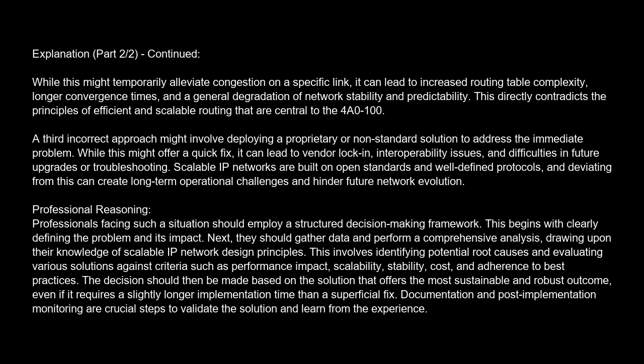Next, they should gather data and perform a comprehensive analysis, drawing upon their knowledge of scalable IP network design principles. This involves identifying potential root causes and evaluating various solutions against criteria such as performance impact, scalability, stability, cost, and adherence to best practices. The decision should then be made based on the solution that offers the most sustainable and robust outcome, even if it requires a slightly longer implementation time than a superficial fix. Documentation and post-implementation monitoring are crucial steps to validate the solution and learn from the experience.